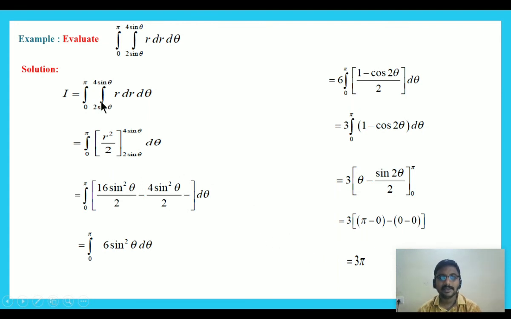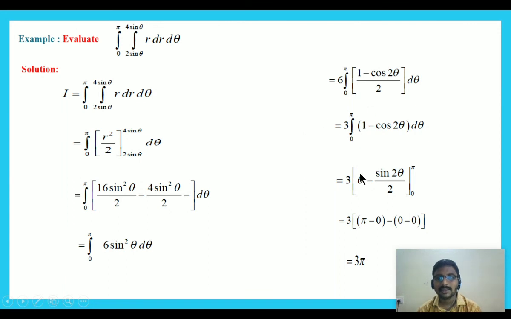Apply integration with respect to r and then theta, because r limits are variable limits in terms of theta and theta limits are constants. R integration is r square by 2. Substituting upper limit as 4 sin theta and lower limit as 2 sin theta. So simplifying, clearly the double integration sum now reduces to a single integration. Sin square theta is replaced with 1 minus cos 2 theta by 2. 1 by 2 is constant, just take it out.